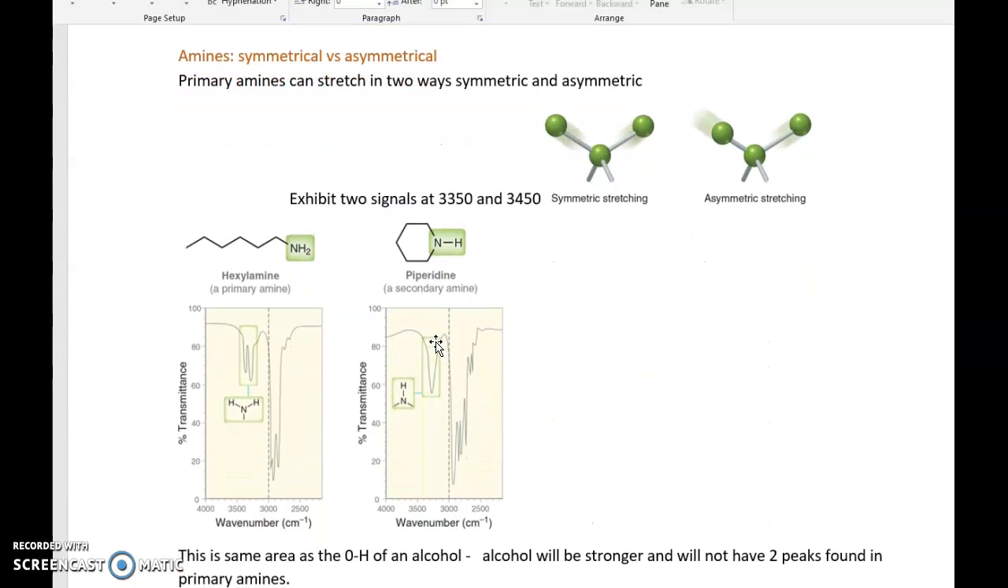Now, amines are another group that we're going to look at. If we have a primary amine, this is a carbon. Ooh, let me change my color so you can see it. This is a carbon, and it's not a carbon. That would be a nitrogen if it's going to be an amine. And these are hydrogens. So if it's a primary amine, this is the structure that we get, and we can get where they both go out and then they both come back in. So they're stretching out together and then in together.